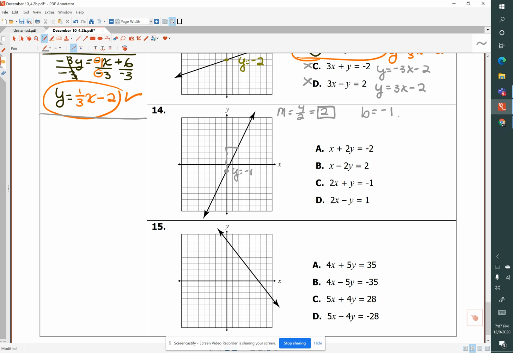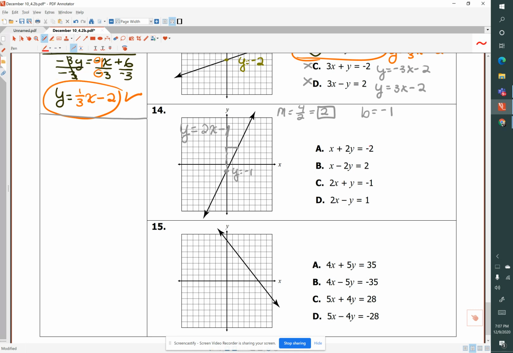So we're looking for y equals 2x minus 1. So let's start solving some of these and see if we can figure out what's going on.